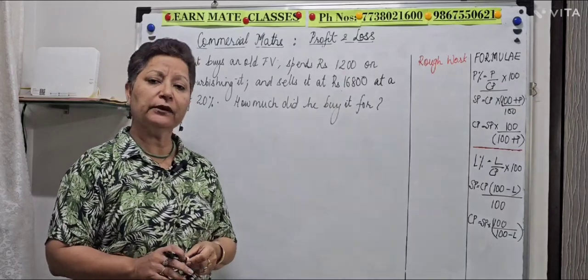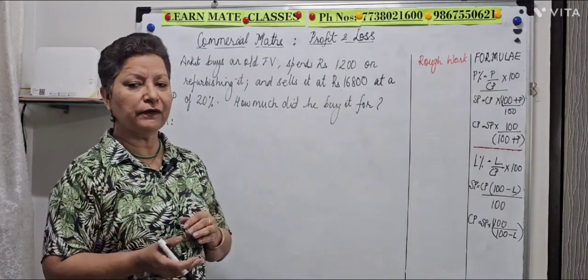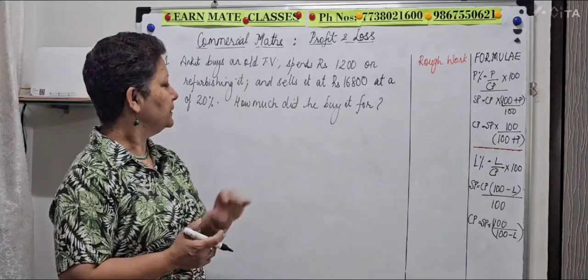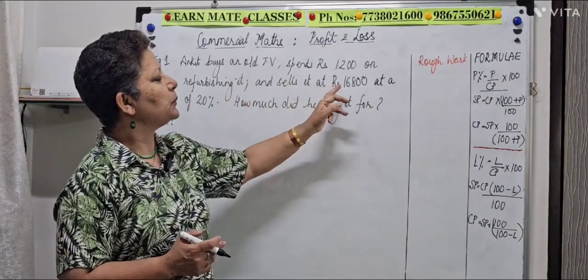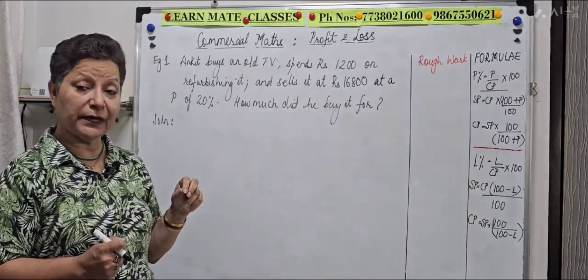What do you mean by refurbishing? It means that you're trying to make it into a condition in which you can sell it off again. He may be a second-hand dealer. And he sells it at rupees 16,800 at a profit of 20%.